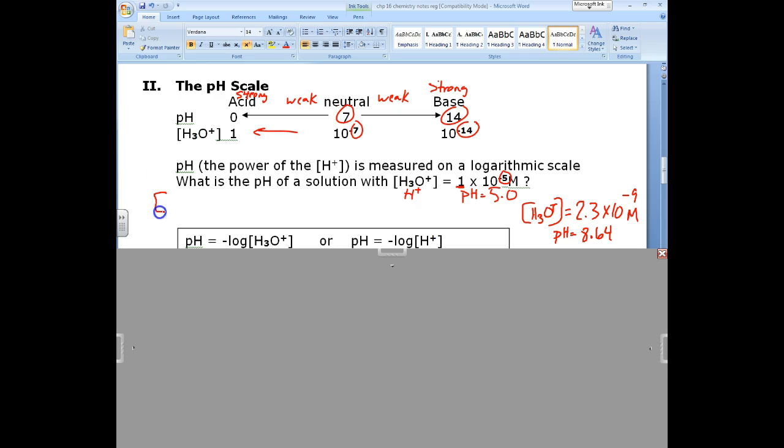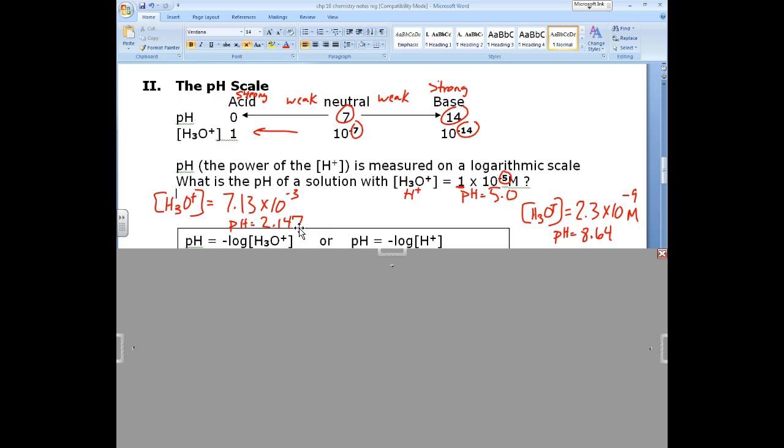If I had, let's try another one, hydronium ion concentration of 7.13 times 10 to the negative 3, and want to calculate my pH, again, it's just going to be negative log of 7.13 E negative 3, and I end up with a pH of 2.147. So this solution would be acidic because it is lower than 7. And that's how you work with pH.